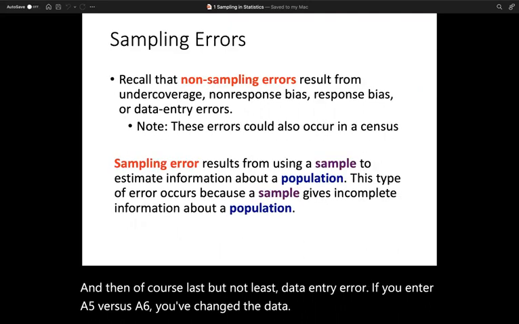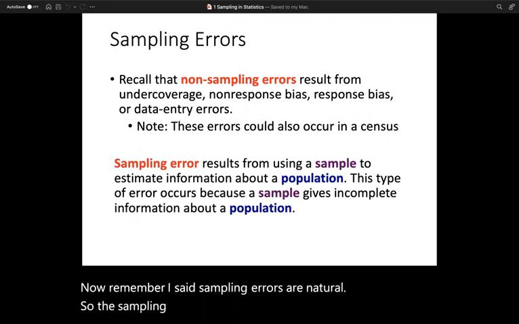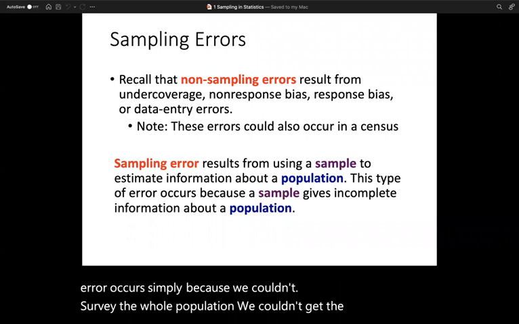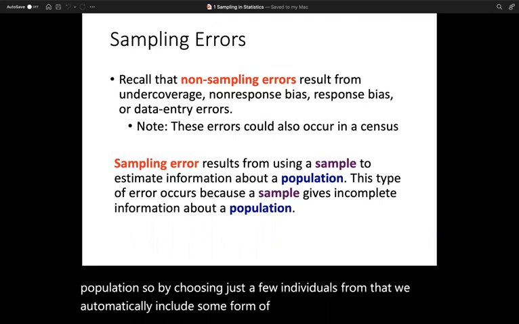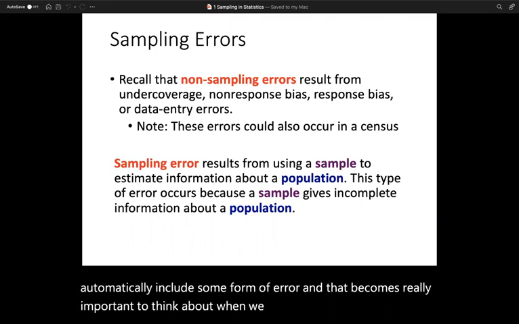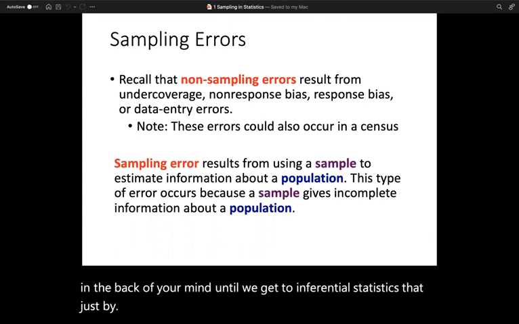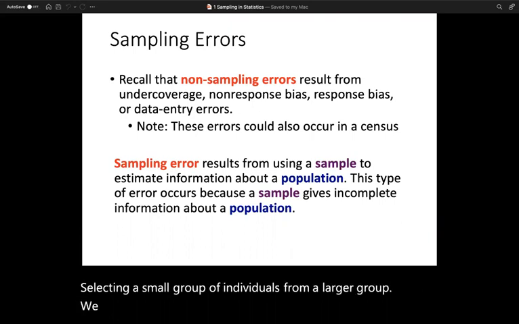Now, remember I said sampling errors are natural. So the sampling error versus non-sampling error. The sampling error occurs simply because we couldn't survey the whole population. We couldn't get the data from all the population. So by choosing just a few individuals from that, we automatically include some form of error. And that becomes really important to think about when we do inferential statistics. So keep in the back of your mind until we get to inferential statistics that just by selecting a small group of individuals from a larger group, we automatically introduce some error.